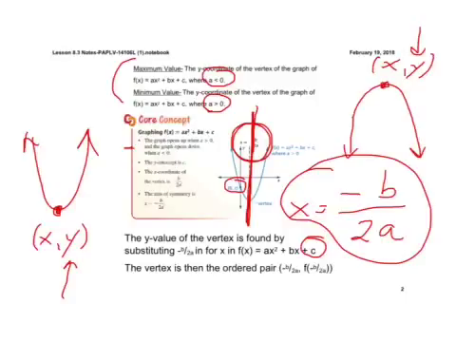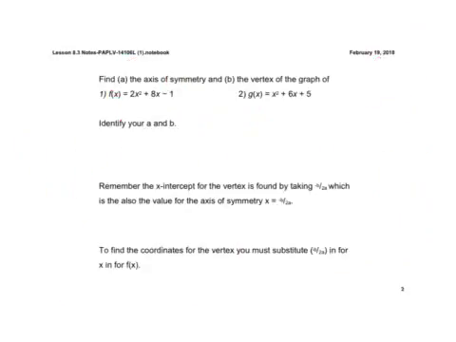And if we take this and we substitute that x value into our original function, then the y value we get out would be then our vertex of x followed by our y. So let's take a look at an example here. So they ask us to find the axis of symmetry and then ask us to find the vertex.